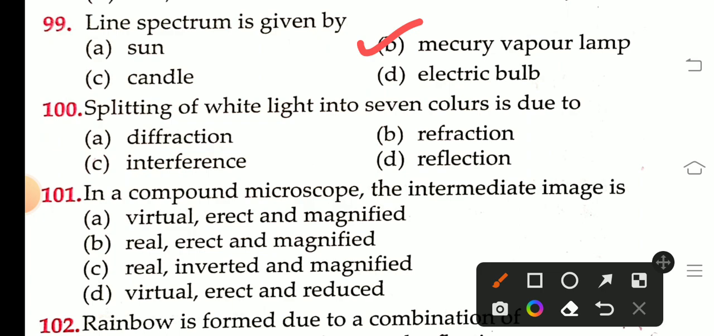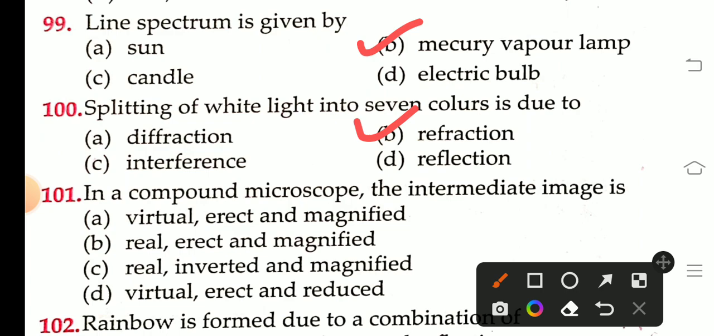Next, splitting of white light into 7 colors is due to. Right answer will be option B. Refraction.